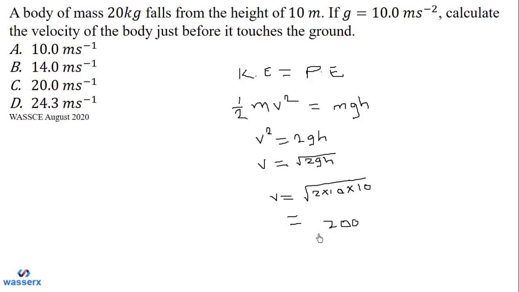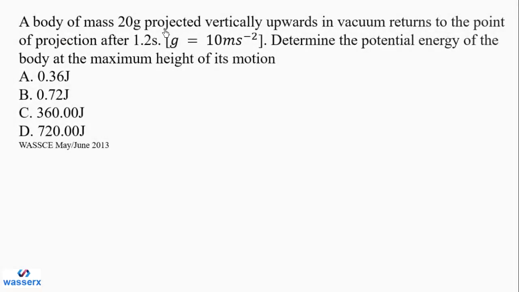So we take the square root of 200 to obtain approximately 14.0 meters per second. So therefore the correct answer will be option B.